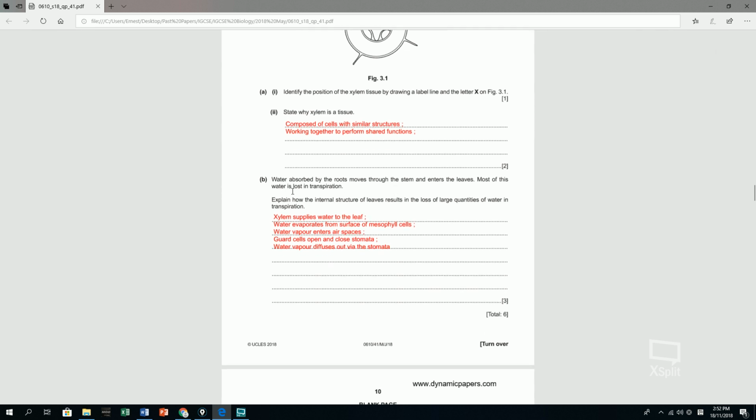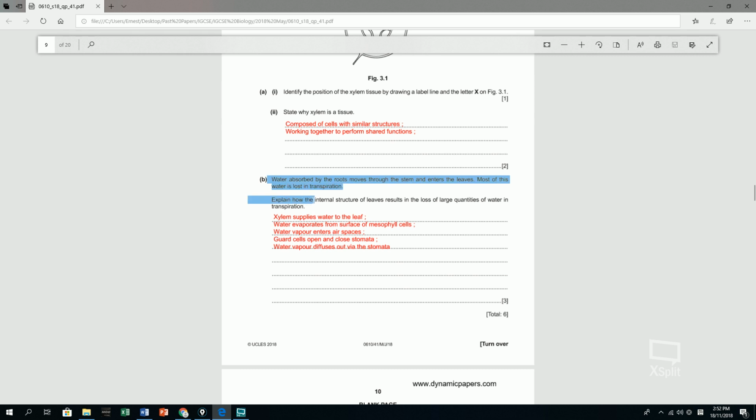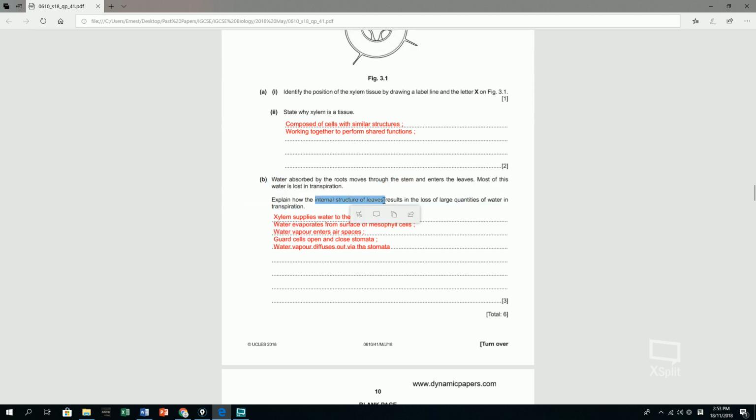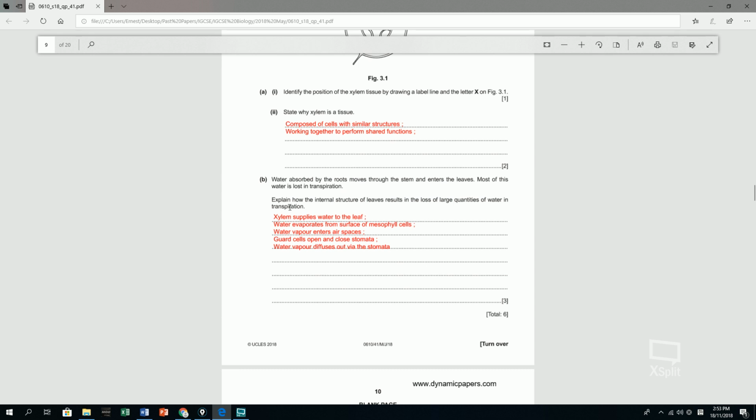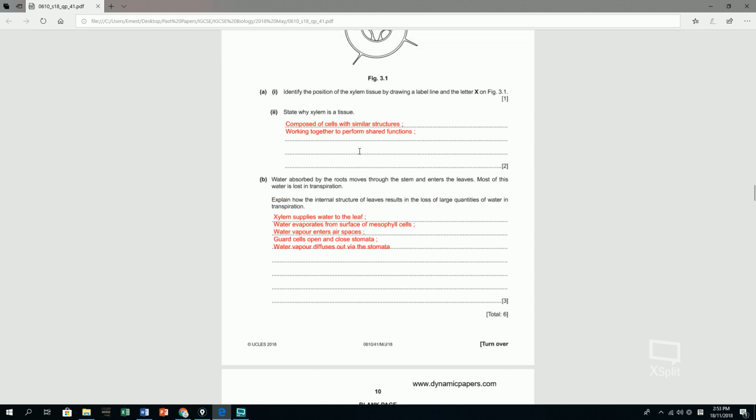They get you to also, in this question here, tell you about how the internal structure of leaves results in a large quantity of water being lost through transpiration, and this goes down to how familiar you are with the structure of the leaf. So basically the xylem inside vascular bundles will provide the leaf with water, and of course water is important because all cells need water.